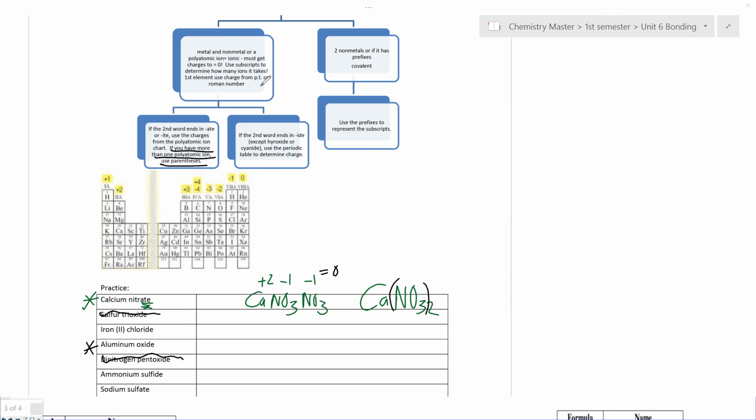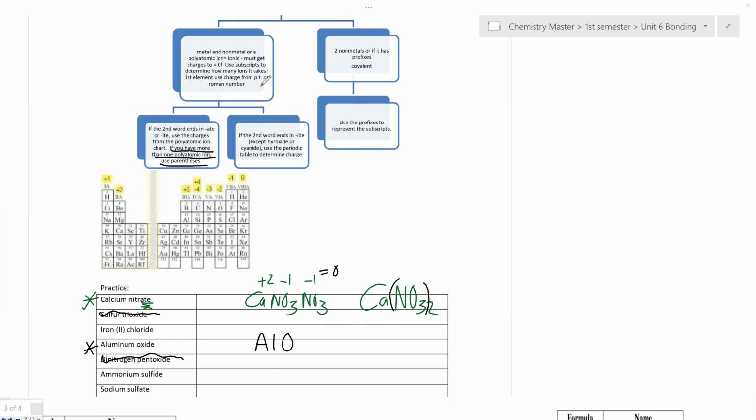Aluminum oxide. Yes, aluminum oxide. Okay, aluminum oxide. Write your symbols, write your charges. So I know that's aluminum, and I know oxide is O. A lot of people are going to tell me that's the answer. Okay. But you need to write your charges to see if they cancel out to 0.